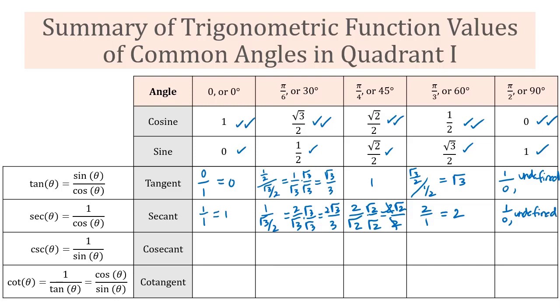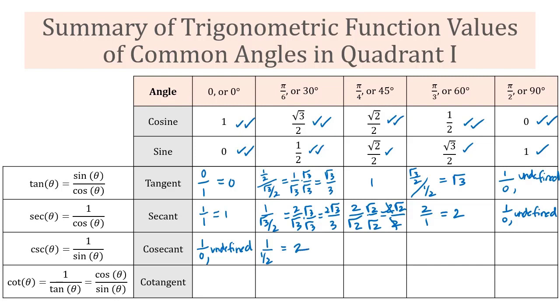All right, for cosecant. Cosecant is the reciprocal of the sine function. So we're going to have 1 over, in this case, that sine function was 0, and 1 over 0 we have seen is undefined. For pi over 6, or 30 degrees, we're going to have 1 over that sine function. So 1 divided by 1/2 is simply 2.